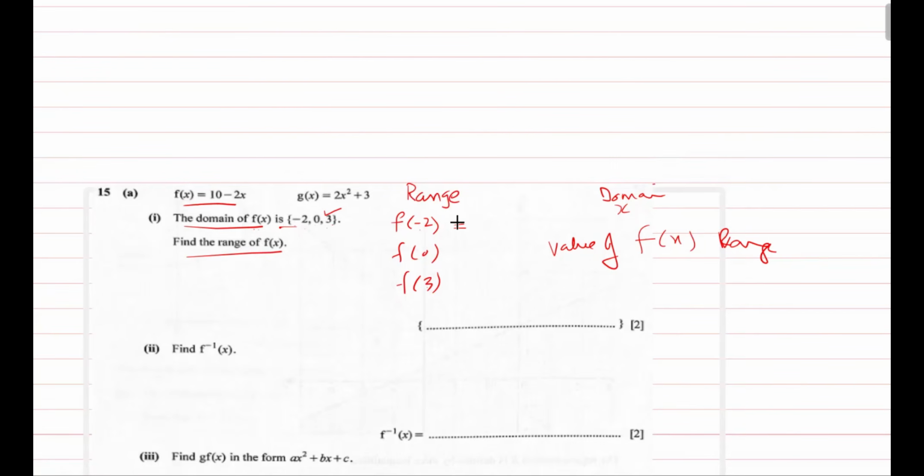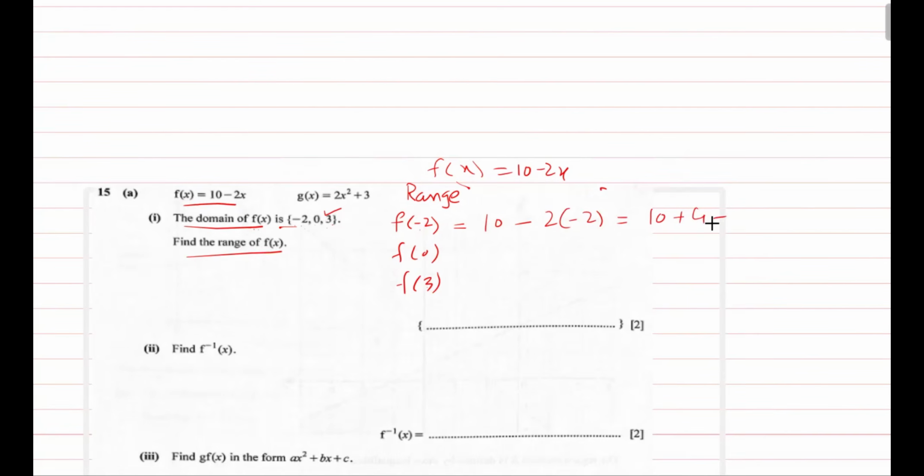Firstly, we calculate for -2. We can write f of x equal to 10 minus 2x. f of -2 will be 10 minus 2 into -2. This is 10 plus 4 equal to 14. For f of 0, we write 10 minus 2 into 0. This is 10. And next is 10 minus 2 into 3. And this will be equal to 10 minus 6. And this is 4. Here are the values. The range of f of x will be 4, 10, 14. And this is the answer.